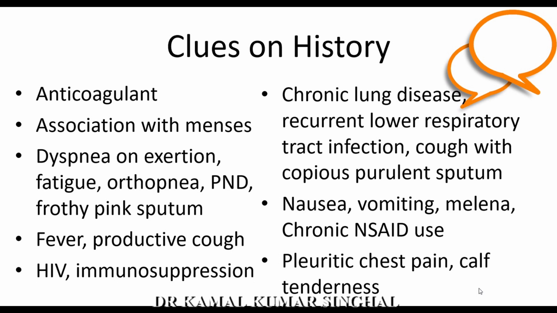A child having chronic lung disease, recurrent lower respiratory tract infection, or cough with copious purulent sputum may indicate bronchiectasis presenting as hemoptysis. Nausea, vomiting, melena, or chronic non-steroidal anti-inflammatory drug use may result in hematemesis rather than hemoptysis. Pleuritic chest pain and calf tenderness may indicate a pulmonary embolism.